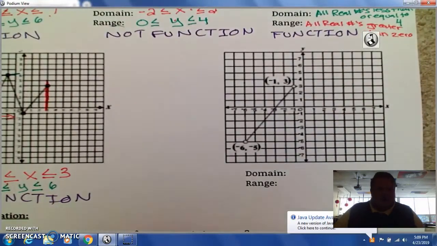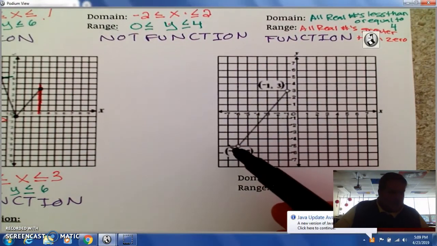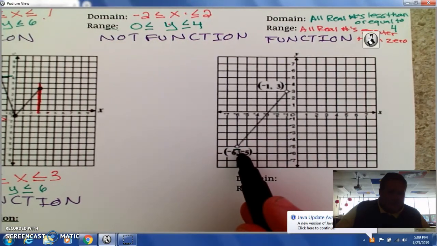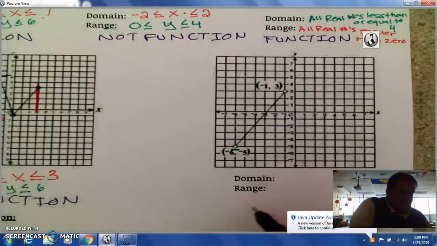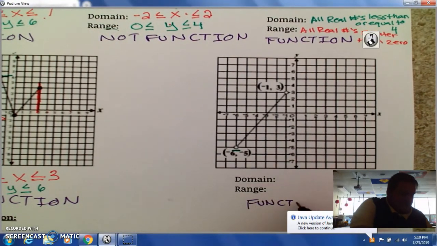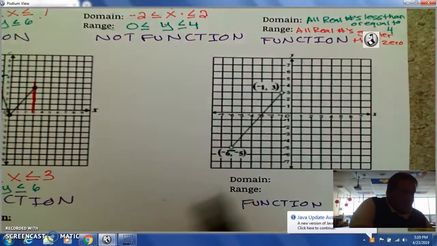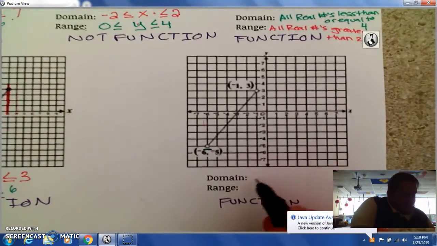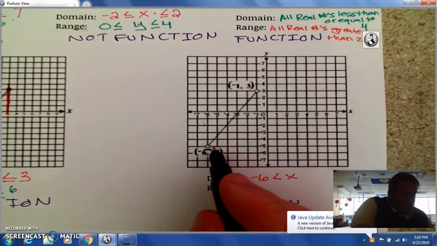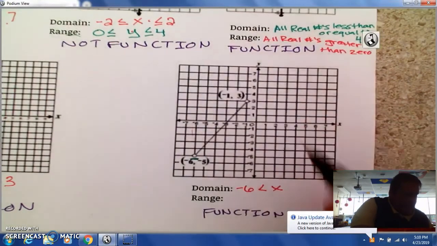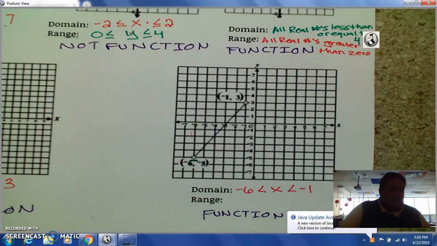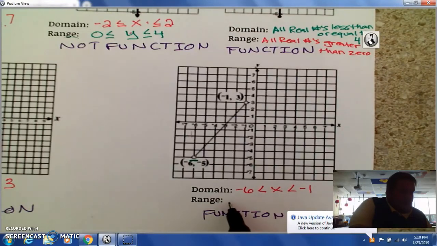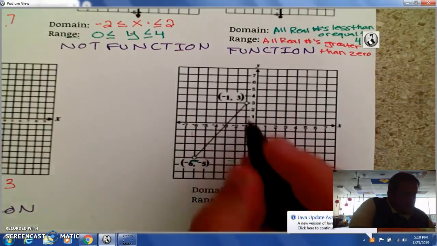Now, I want you to practice number 15 on your own. Keep in mind that the circle is open. So we'll go ahead and do it. It is a function. The circle's open at negative 6. So it's less than x. It's open, I don't put the line underneath, and it goes to negative 1. Okay? No line underneath because it's an open circle. For the range, it goes from negative 5 to 3. Okay.